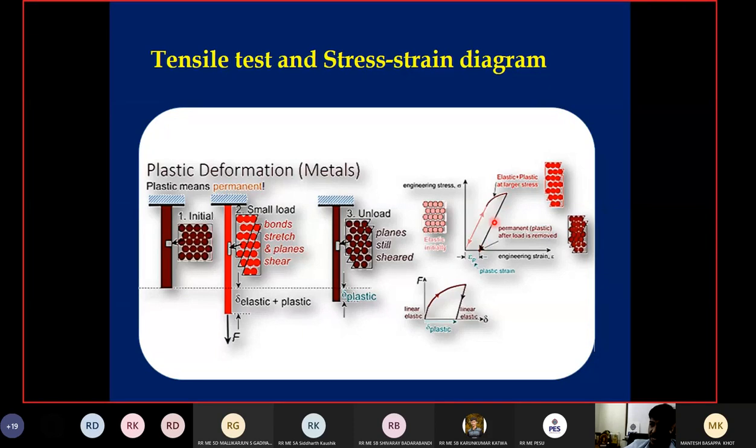If it would have retracted back on the same curve, that means you can say it had an elastic behavior. But here, because of the deformation that is still there, it takes a new path, and thereby it returns to this particular point of equilibrium. So this is something to do with the plastic deformation.